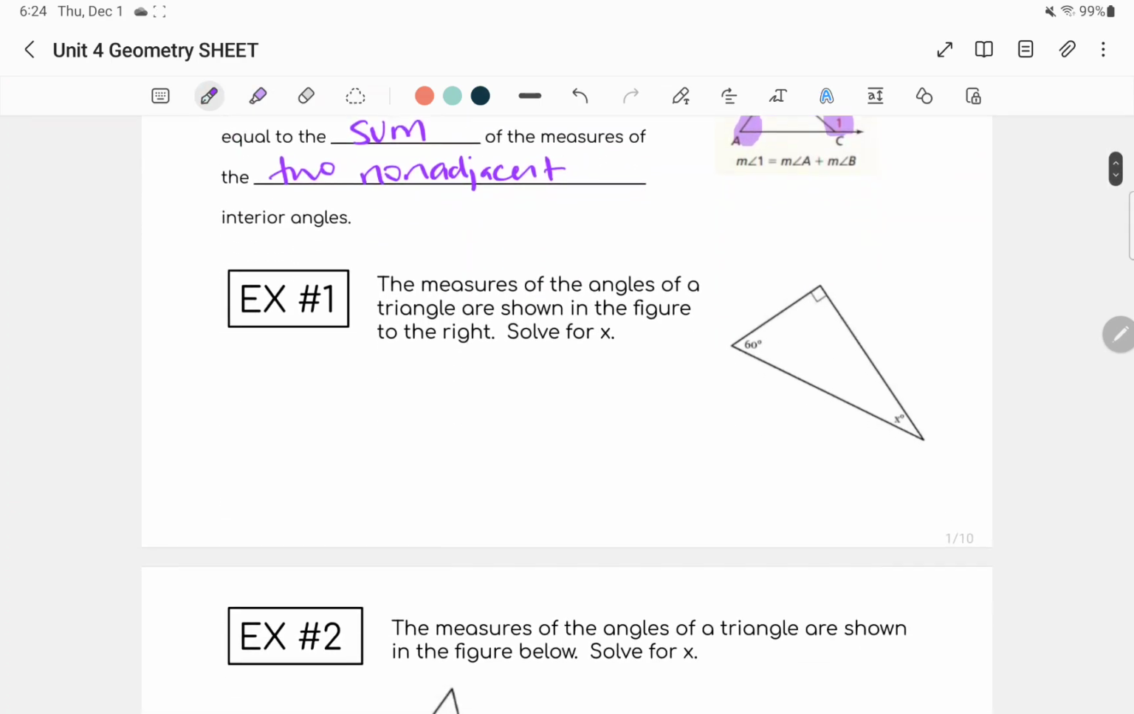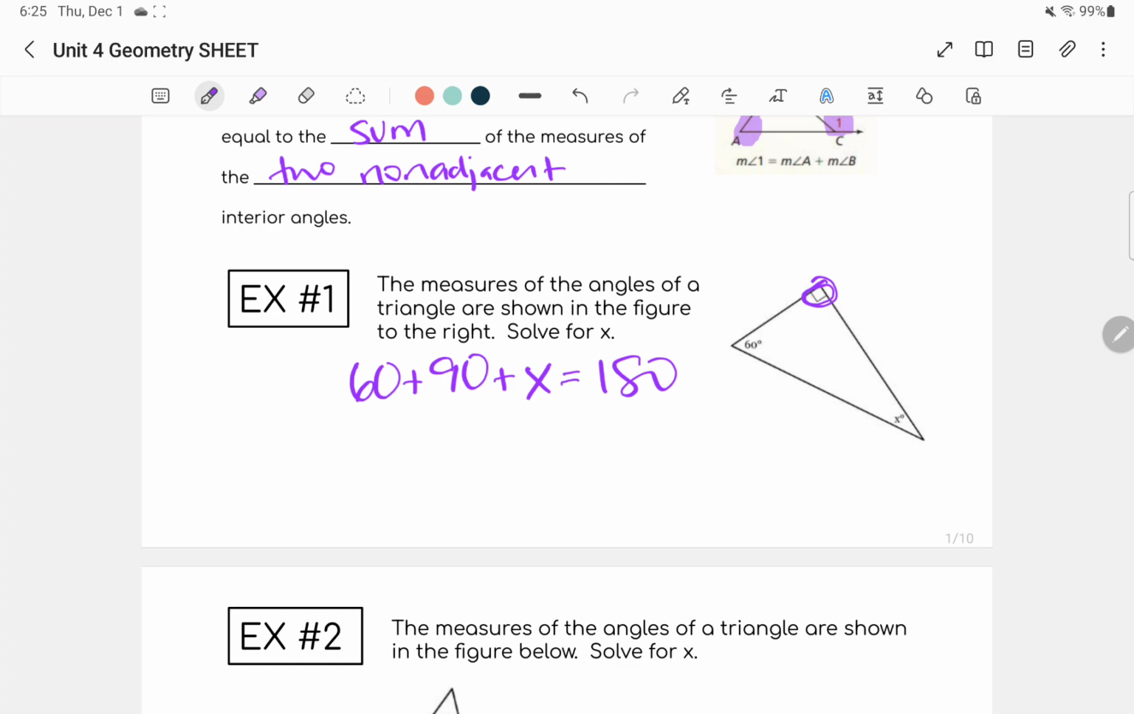So example number 1 says the measures of the angles of a triangle are shown on the figure to the right. Solve for x. So I'm going to take all of these angles and add them up to equal 180. So I have 60. And then I have this symbol here, which means it is a right angle, so that is 90 degrees. Plus this x is all equal to 180.